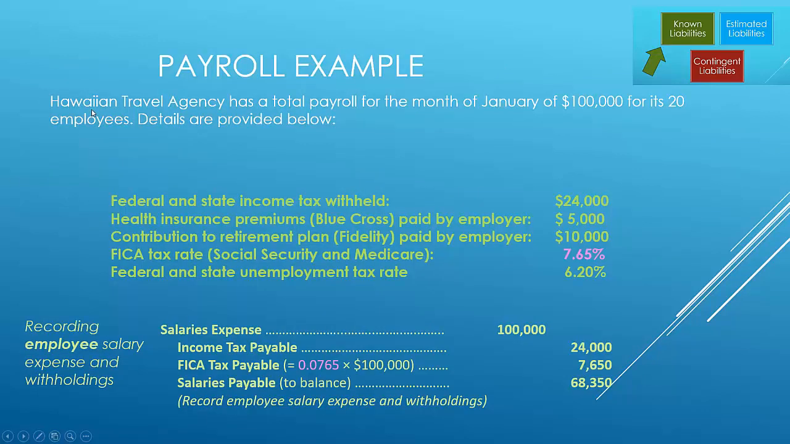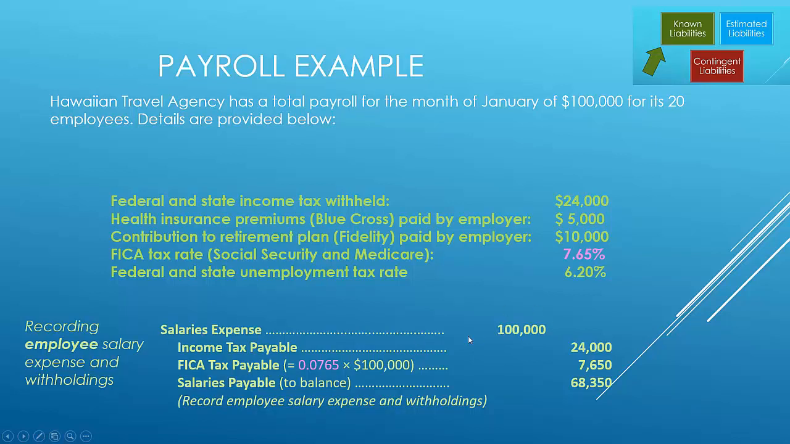So let's say we've got Hawaiian Travel Agency, and they have total payroll for all the employees that they hire of $100,000 for its 20 employees. Their federal and state income taxes that they have to withhold on behalf of the government are $24,000. They may pay some health insurance premiums to keep you insured, and they may also help match or pay into a retirement fund for you. I've just given you some examples here. And then here's a FICA tax rate for Social Security and Medicare that they're required to pay, as well as unemployment. So what does the journal entry look like?